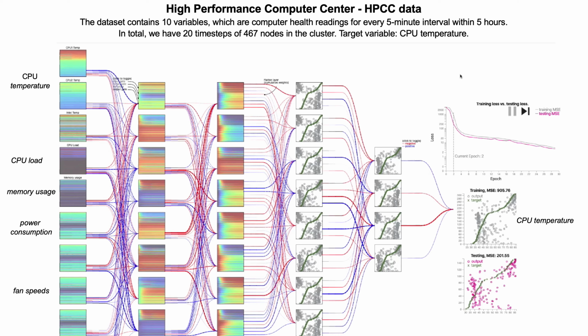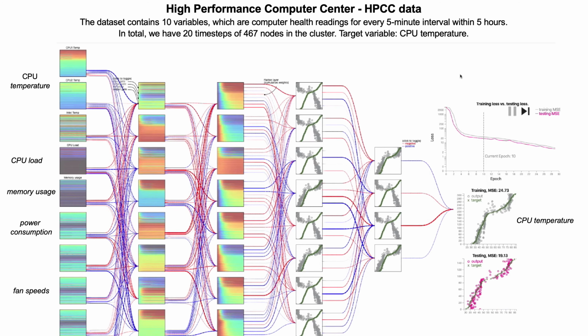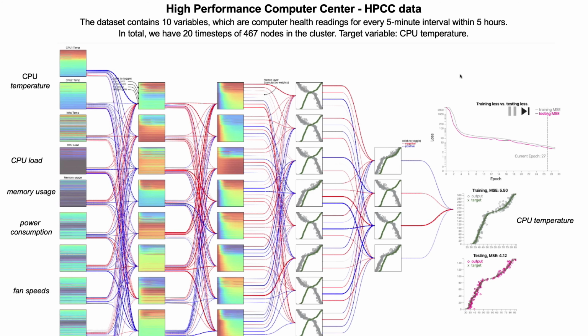The dataset contains 10 variables, which are computer health readings for every 5-minute interval within 5 hours, including CPU temperature, CPU load, memory usage, power consumption and fan speeds. Our target variable for this data is the CPU temperature.